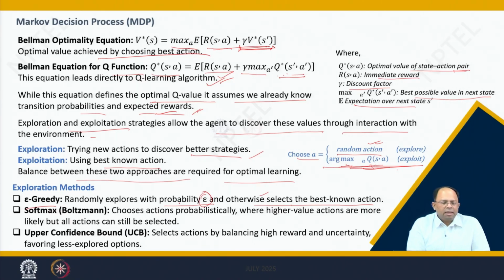Then there is another method known as softmax, using the softmax Boltzmann function. It chooses actions probabilistically, where higher value actions are more likely, but all actions can still be selected. And there is also another one called the upper confidence bound method, which selects actions by balancing high rewards and uncertainty, favoring less explored options.